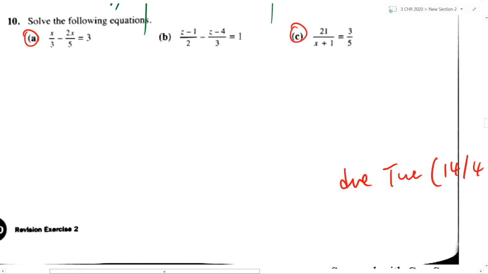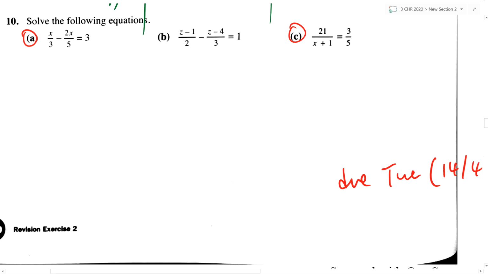The next question, and the final one that I will be going through, is question 10b. Okay, you will be doing part A and part C yourself. I will do part B now. As I was saying, it is always easy when we have a fraction on the left hand side equals to another fraction on the right hand side.